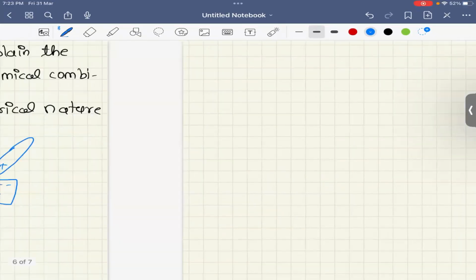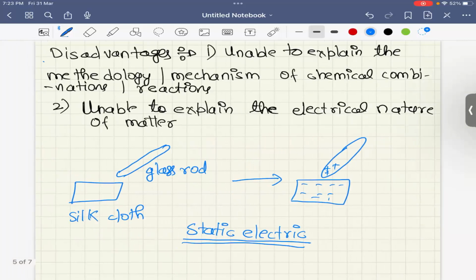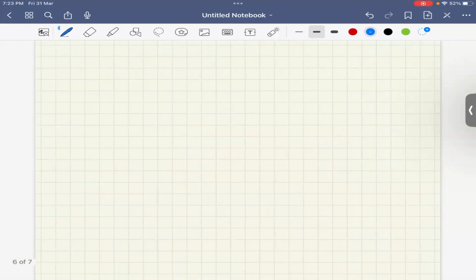The concept of these static electric charges was given by Michael Faraday in 1830. So according to Faraday's law, we will do this one.